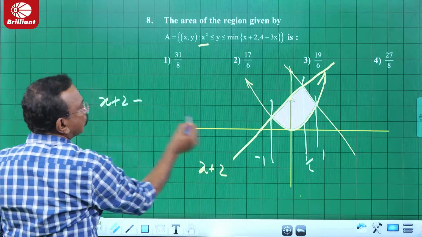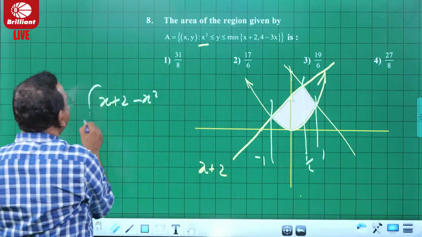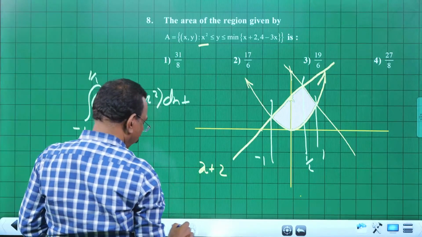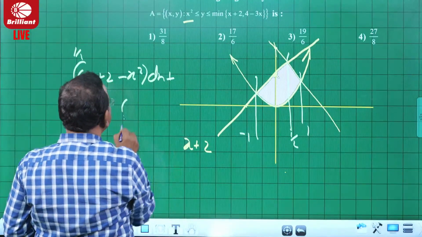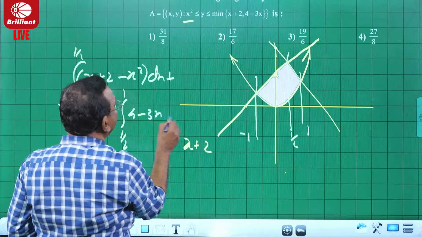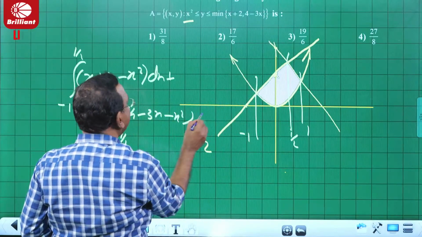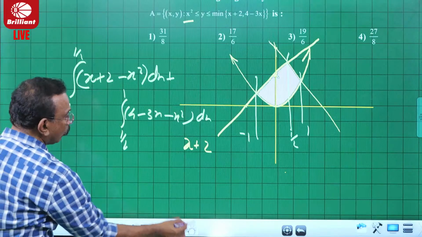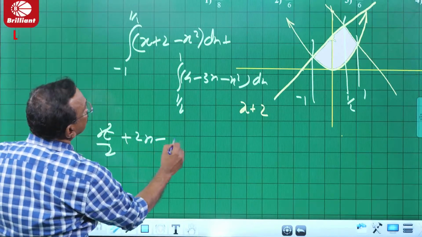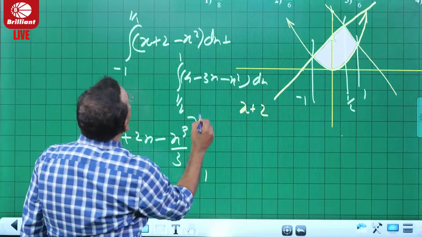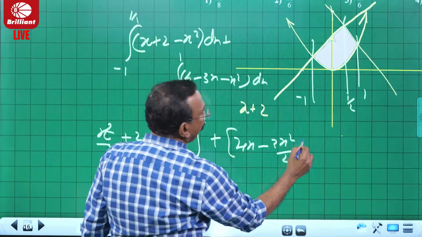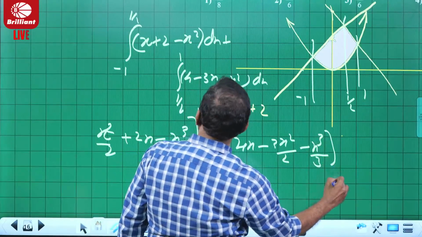That is x plus 2 minus this curve, x square, from minus 1 to 1 by 2, dx is taken. And at the same time on the right, from 1 by 2 to 1, the line is 4 minus 3x minus this curve, again x square, into dx. So we can directly integrate these two expressions, and you can see this is equal to x square by 2 plus 2x minus x cube by 3 from minus 1 to 1 by 2, plus 4x minus 3x square by 2 minus x cube by 3 from 1 by 2 to 1.